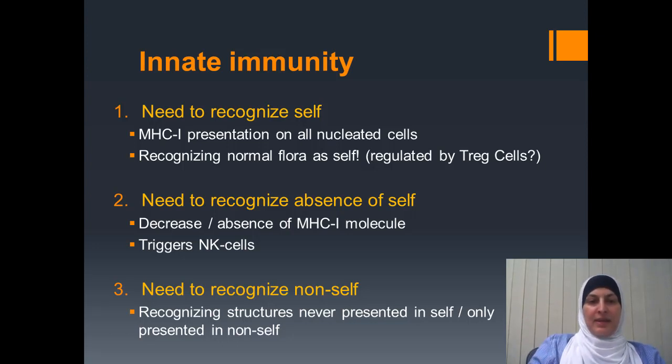The other part is that the innate immune cells need to recognize absence of self. So any cell that does not have the ID, the MHC1 molecule, would be recognized as an abnormal cell and would be attacked by the immune system. And this particularly works for the natural killer cells, as we're going to see later.